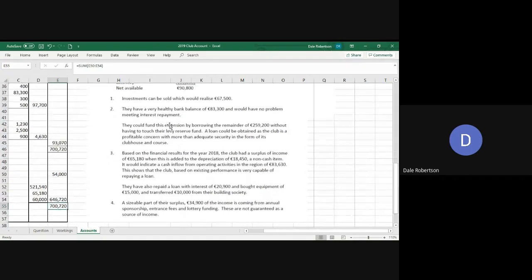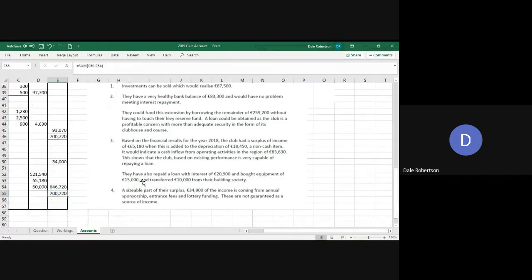And then you can make some points here. Investments can be sold, and that will realize that much. They have a good, healthy bank balance, and they could borrow the remainder of the money. You could talk about how they have a surplus of 65,180, greater, in fact, when you count that they have a depreciation taken out of that, which is actually a non-cash expense. So their cash flow is actually better. It's actually 83,630. And you could also talk about some of the non-recurring expenditure. They have repaid a loan and they've bought equipment, which is non-recurring. It might need to be done again.